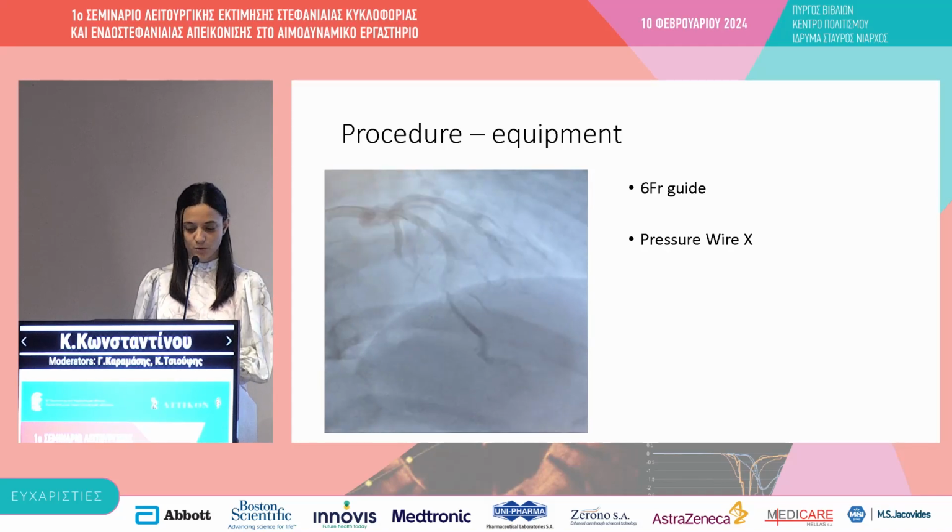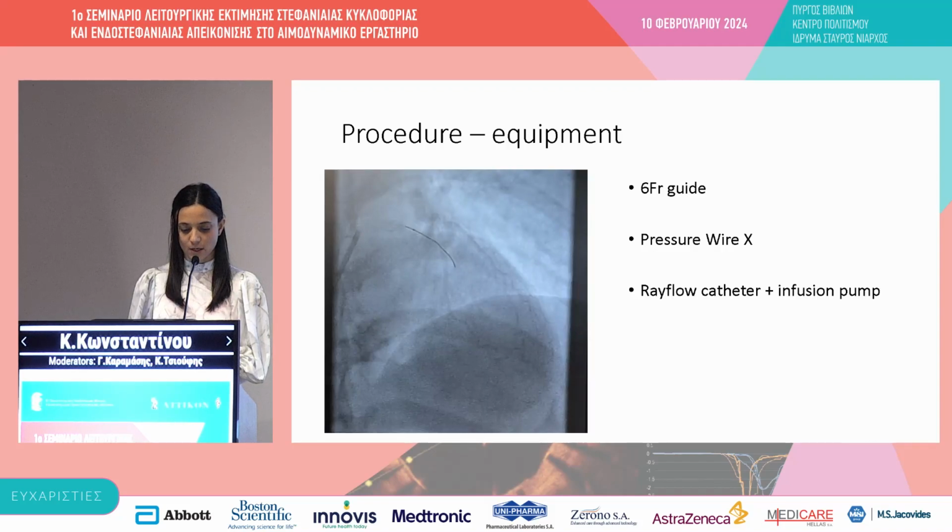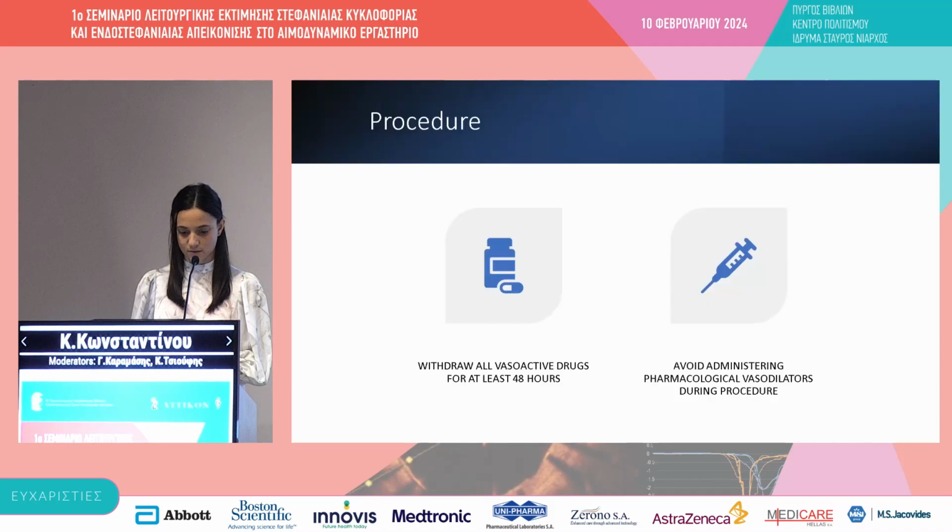We need to use a pressure wire X and pass it to the distal third of the artery. We need the RayFlow catheter and an infusion pump. The RayFlow catheter should sit in the proximal LAD, not in the left main, and not too far down the LAD where you might miss diagonals and septals coming off. And of course, we need to administer acetylcholine and use the Coroventis software to analyze the results.